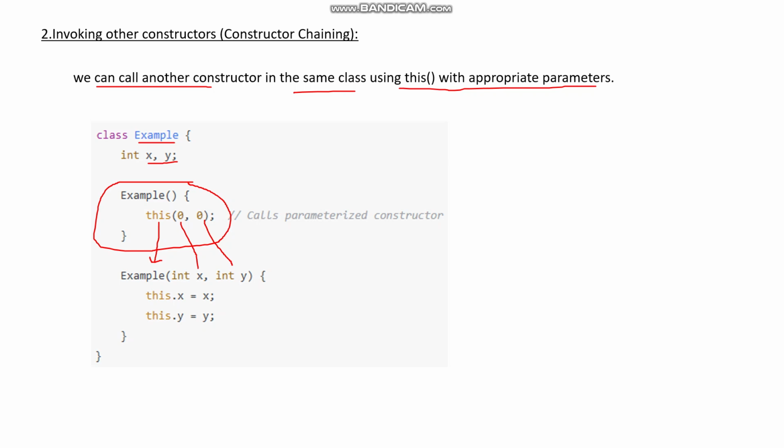Whenever there is a this keyword, the control will jump to the Example constructor, passing the values. The 0 is given to x and the 0 is given to y. this.x = x, this.y = y. Means the x value becomes 0 and the y value becomes 0. If you want to invoke another constructor, this concept is called constructor chaining.